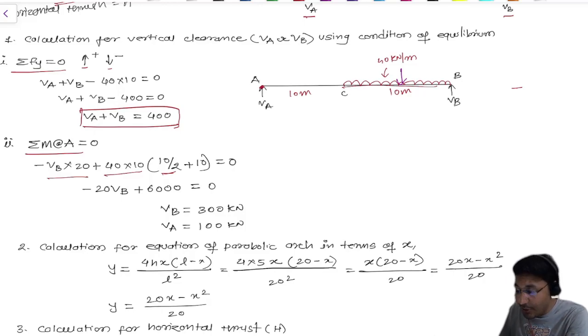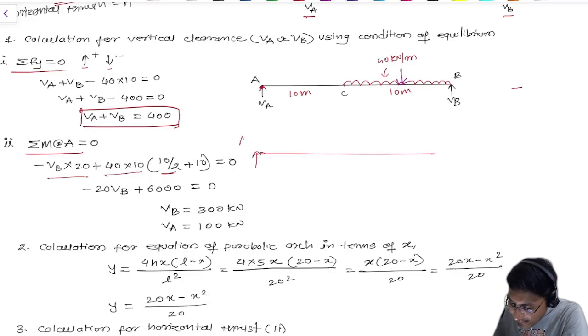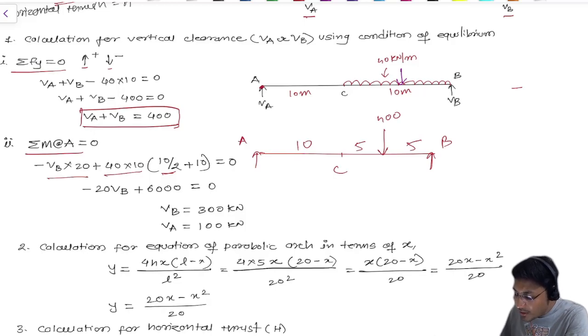Now, once converted into the point load, it becomes like this. This is A, this is B, and this is point C. Now this becomes 400, and this 10 will be distributed as 5 and this is 10. So that's why 40 into 10 is converted into the proper point load, in bracket, this distance, which is 10 divided by 2 plus 10, up to this distance, equals 0.